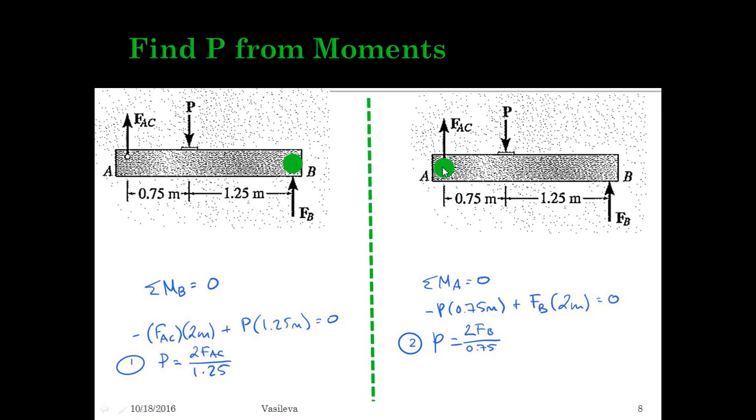I do the same thing. I pin the beam at point A and sum the moments. So negative P times 0.75 plus FB times 2 meters equals 0. So here's my second relationship where P equals 2 FB divided by 0.75. So now I have a relationship for P and FAC and P and FB.